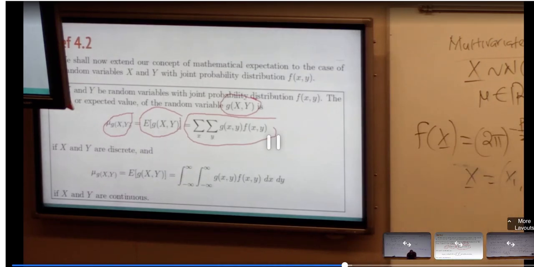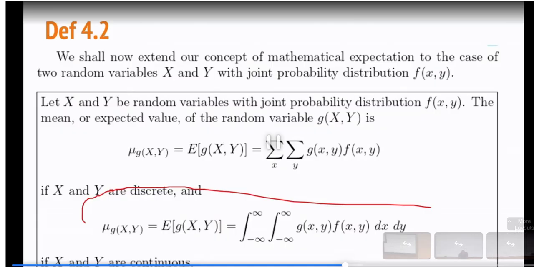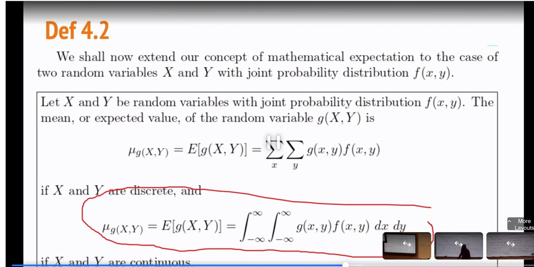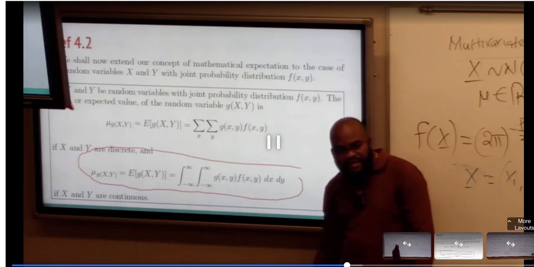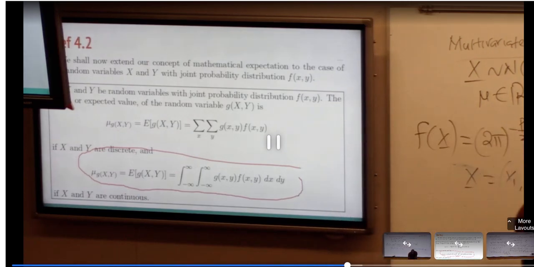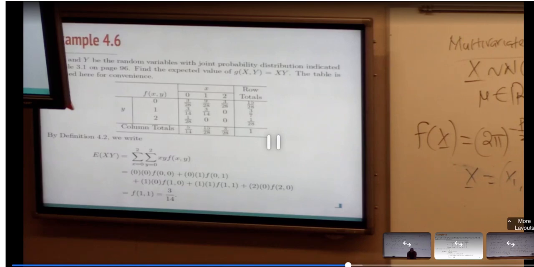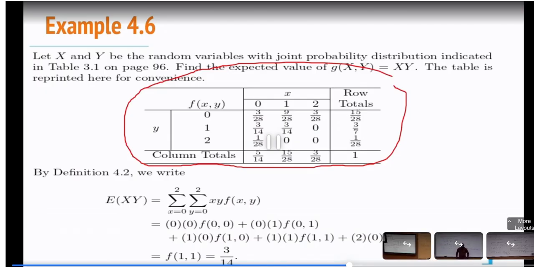If it is continuous, I'm actually going to do this. You can see the integral replaces the two summation signs. Don't forget my random variable here is g of x, y. Now I'm going to walk you through an example. Whenever you see something presented in a table like that, that is for discrete. We can present continuous that way.